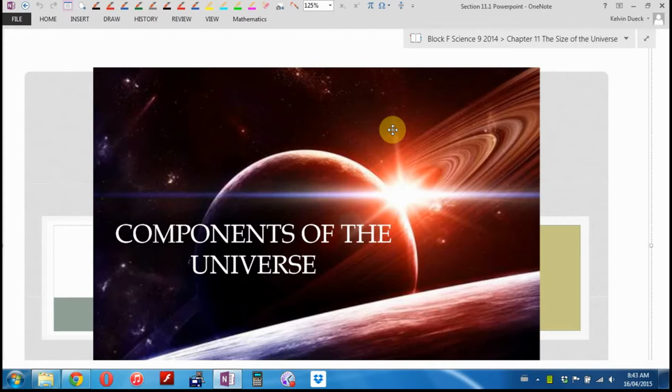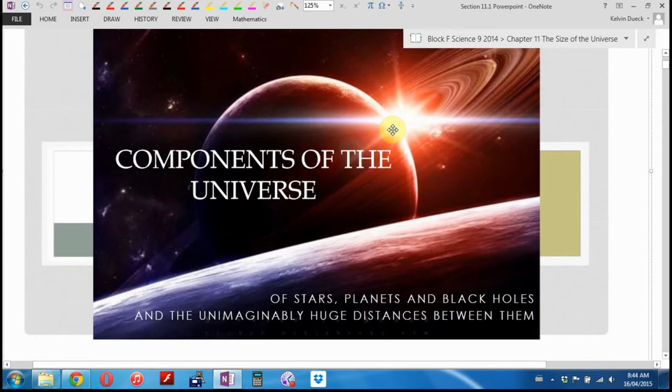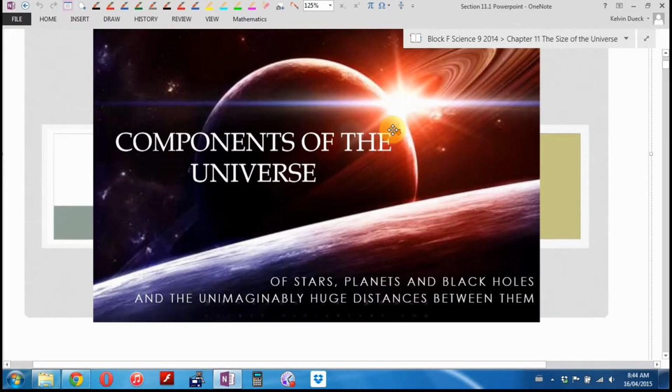Components of the universe. The biggest thing, galaxies. Actually, there's something called galactic clusters, which are clusters of galaxies. But then galaxies, zooming in from galaxies. We did end last day, Hudson, talking about star clusters. So I guess that's the next small thing. Groups of stars that aren't big enough to be a galaxy, but they're kind of hanging out together like a neighborhood. Stars is the next smallest thing. Of stars, planets, black holes, and the unimaginably huge distances between them.